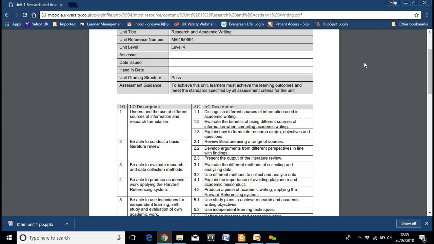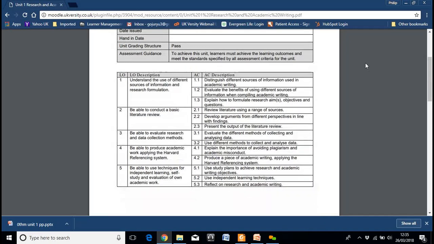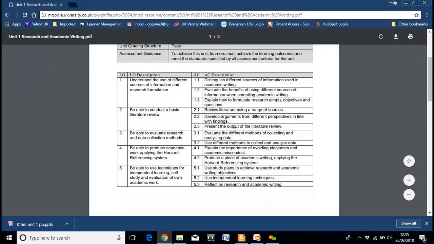Once you've done that literature review, you then will look at presenting the output of the literature review. In other words, saying what you've said and what other people have said about the subject and what you're going to do about it. You then look at evaluating the different methods of collecting and analysing the data. This will be a reflective view of what you think of the previous work that's been done on the question, and look at the way you're going to collect your evidence.